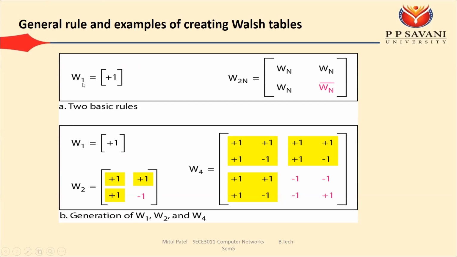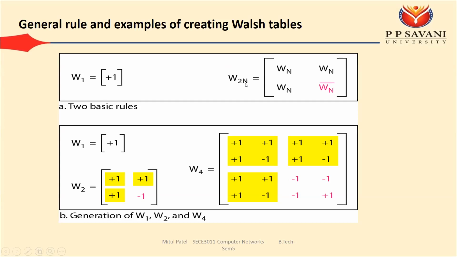One is W1, the singleton matrix, which has the value +1. And we have W2n, which is always a square matrix whose values are Wn, Wn, Wn and Wn bar. Here W2n indicates that Walsh tables are always designed by multiples of 2. The first one is W1: if you have a single station, we have W1. If you have two stations, then we need to create W2.